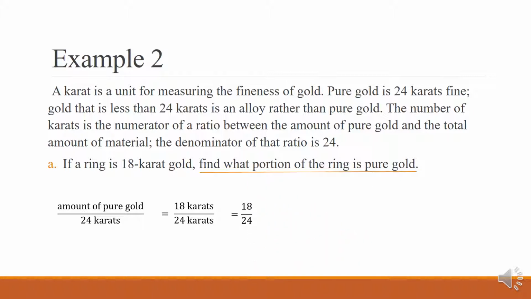6 goes into both of these, so I'm going to divide the top and the bottom by 6. So dividing the top and the bottom by 6, 18 divided by 6 gives me 3. 24 divided by 6 gives me 4. So this tells me that 3/4 of the ring is pure gold.